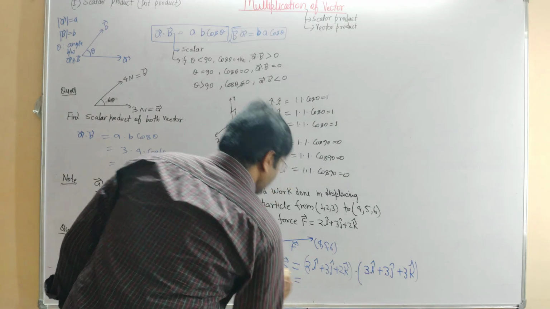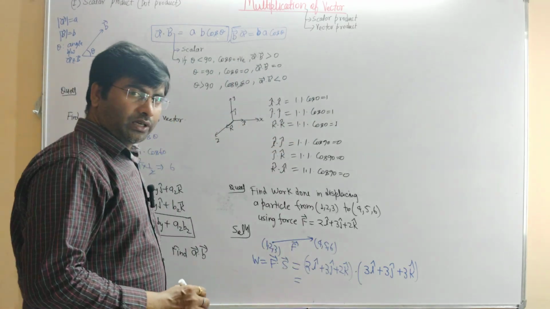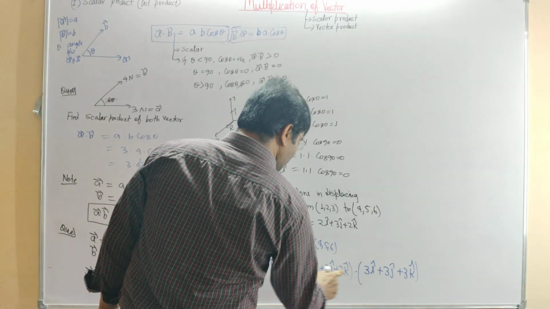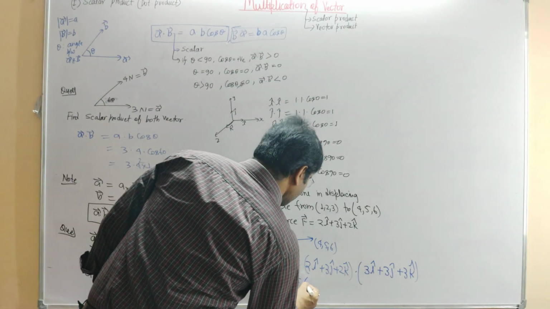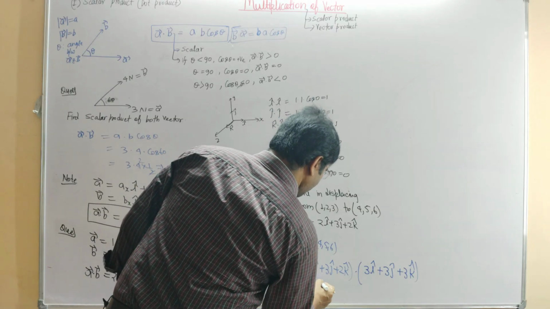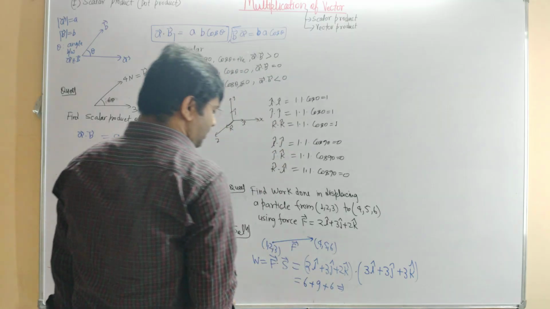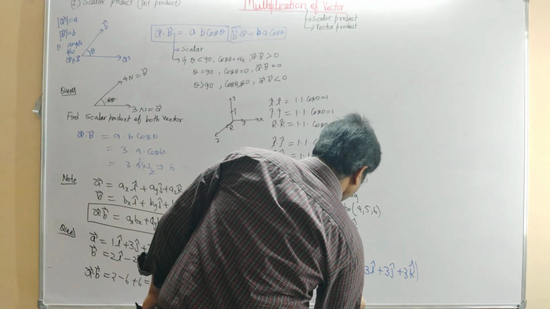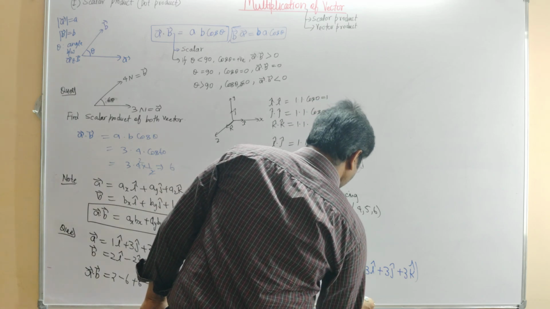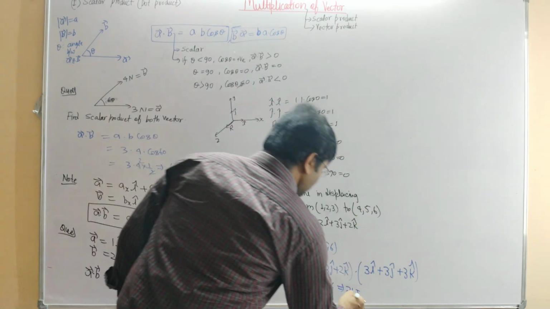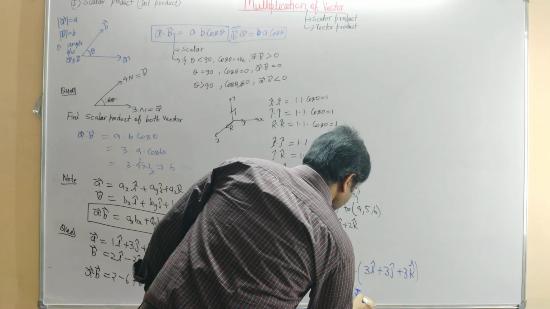So we have to get the work. For the dot product, we know only the coefficients will be multiplied. The coefficients are 2 and 3, so 3 into 2 is 6, plus 3 into 3 is 9, plus 2 into 3 is 6. So 6 plus 6 is 12, plus 9 is 21. If this is meter and this is Newton, it will be joule. This is how we will get it.